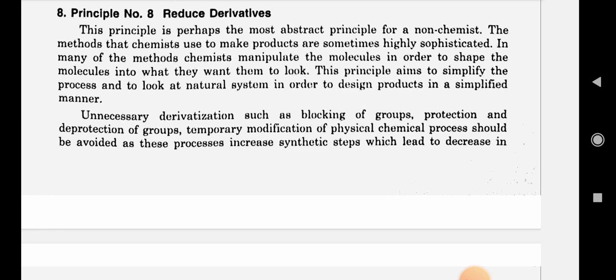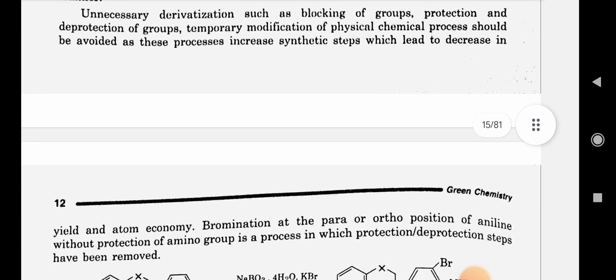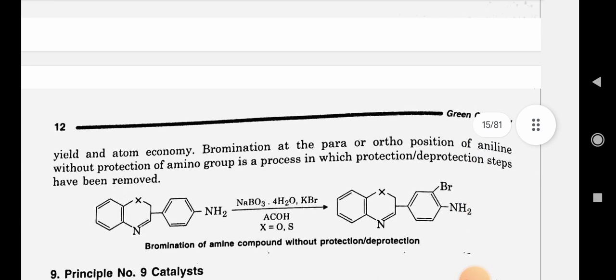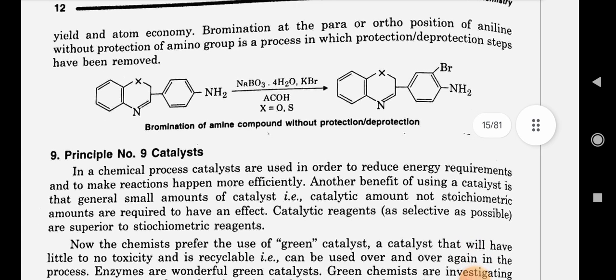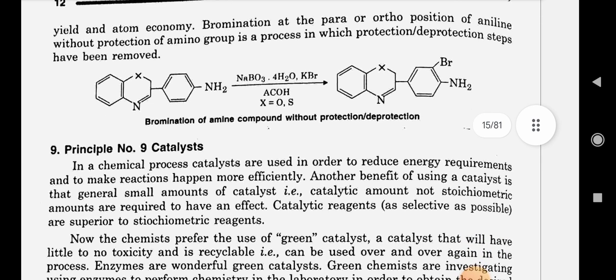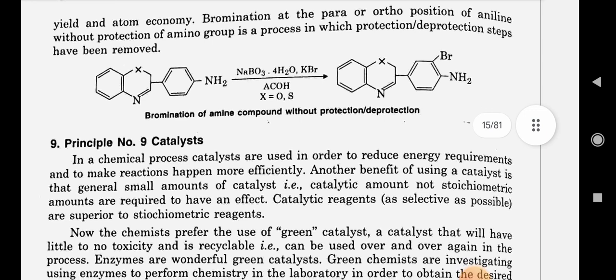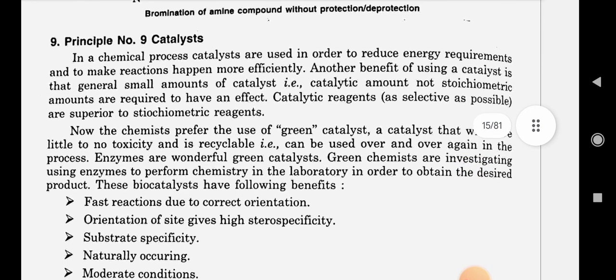Unnecessary derivatization, such as blocking of groups, protection and deprotection of groups, and temporary modification of physical chemical processes, should be avoided, as these processes increase synthetic steps, which leads to decreases in yield and atom economy. Bromination of the para or ortho position of aniline without protection of the amino group is a process in which protection and deprotection steps have been removed.